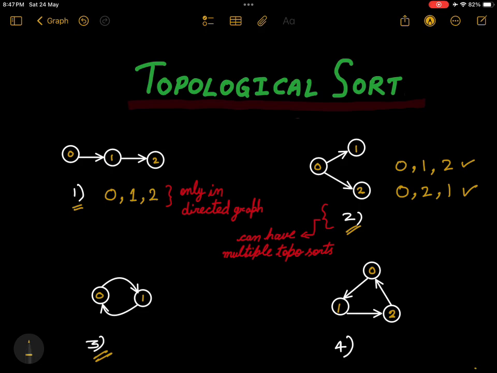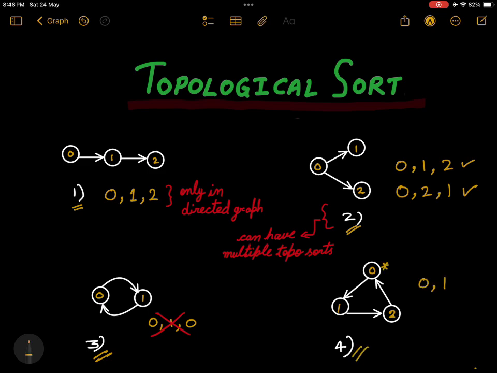Okay, now let's look at the graph 3. We have a cycle, right? So let's start from 0. 0 came first, then came 1, but because we have a back edge, 1 comes before 0, so it's a contradiction, right? 0 comes before 1 and 1 comes before 0, so it's wrong.